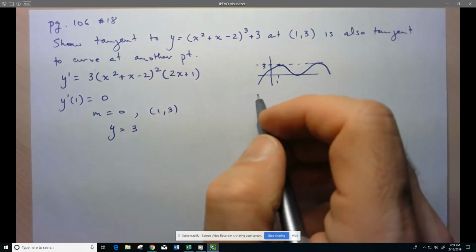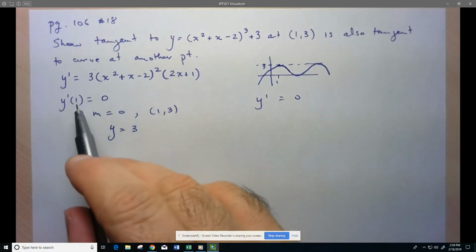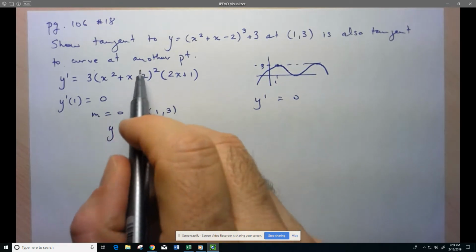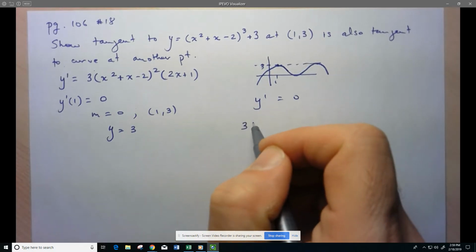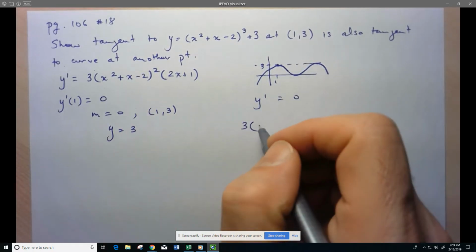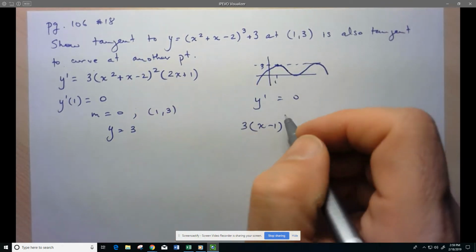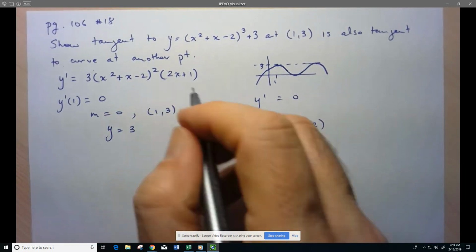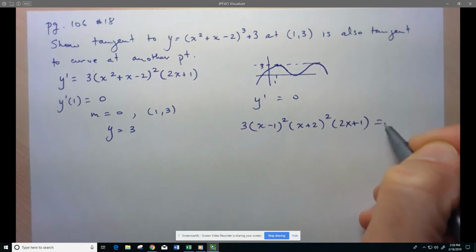I'm going to take my derivative and set it equal to 0. I already know it's equal to 0 at 1. Let's see where else it's equal to 0. Instead of writing it all out, let me factor this, because I've got a bunch of multiplications equal to 0. I'd like to factor the whole thing. So I've got 3, and this factors quite nicely. It's going to be (x minus 1) squared, and then (x plus 2), which is also squared, and then times (2x plus 1), equal to 0.